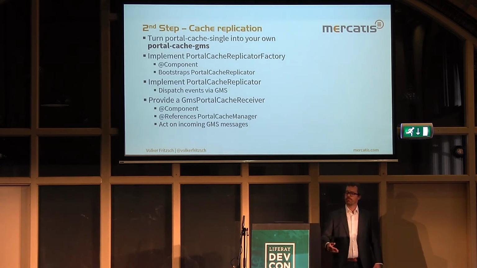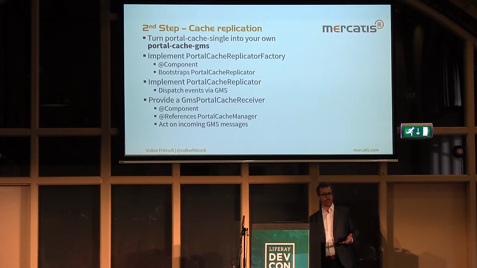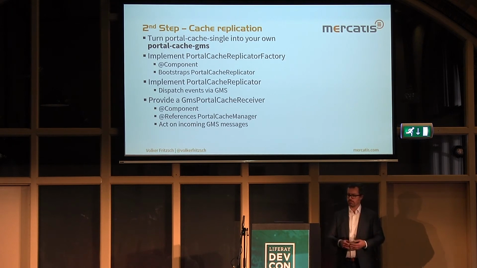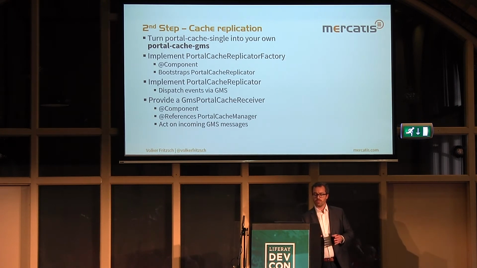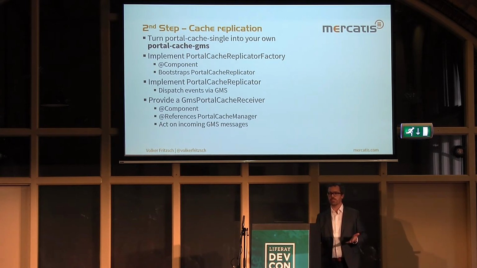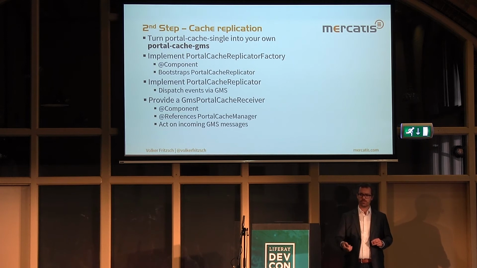So the next step would be to really tackle the cache replication. And in order to do that, I created a new bundle. I called it Portal Cache GMS. Name okay, I think. And I looked into Portal Cache Single. Portal Cache Single is a dummy implementation. It contains, I think, 3 classes that basically return null or false or stuff like that.